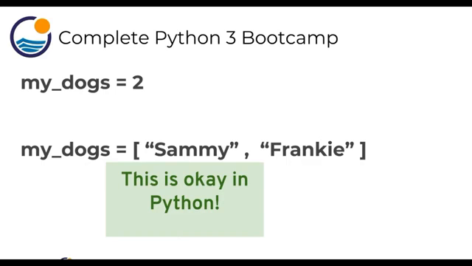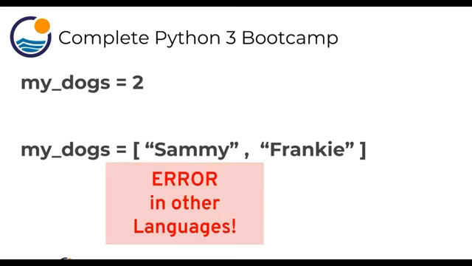In Python, something like this is totally okay. Here I've assigned my_dogs variable name equal to 2. And then later on in my code, I went ahead and reassigned the same variable name, my_dogs, to a completely different data type, a list, Sammy and Frankie. Now that's totally okay in Python, but in other languages that would produce an error.